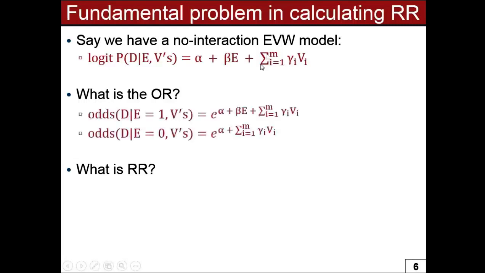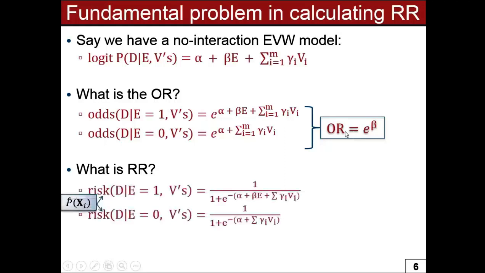So the odds ratio was this: e to the beta. There's no interaction. It's e to the beta. And the reason was, here's the odds of disease given you're exposed, and some V's: e to the alpha plus beta exposure plus lots of V's. And the odds of the disease given unexposed is the same expression, but without the beta times exposure. And we know that this all cancels out, and what you're left with is e to the beta. So odds over odds is the odds ratio. Everything cancels out. Okay, well, what's the risk ratio?